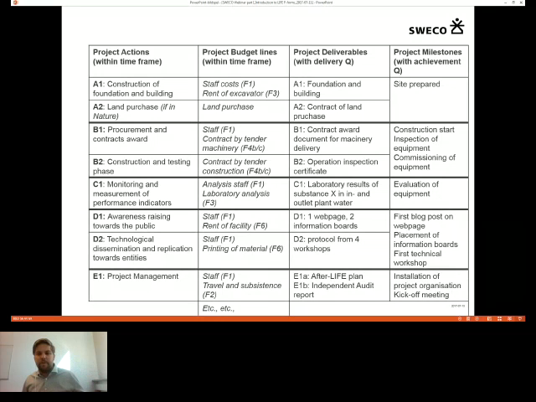And two from Judita. Should the after-LIFE plan be included into submitting the LIFE proposal or at the end of the project after its implementation? Well, you have to describe in general terms the after-LIFE plan in the proposal, but you are preparing a full after-LIFE plan during the course of the project.